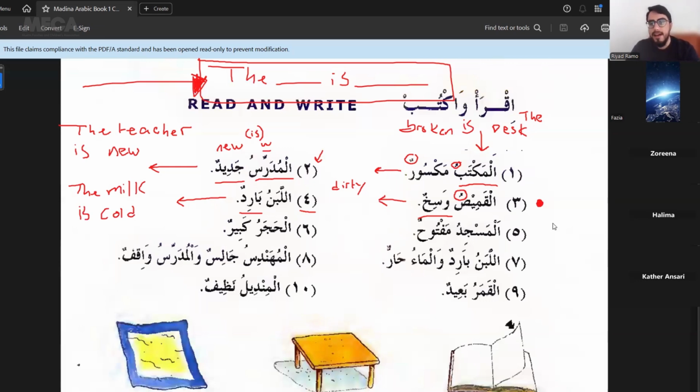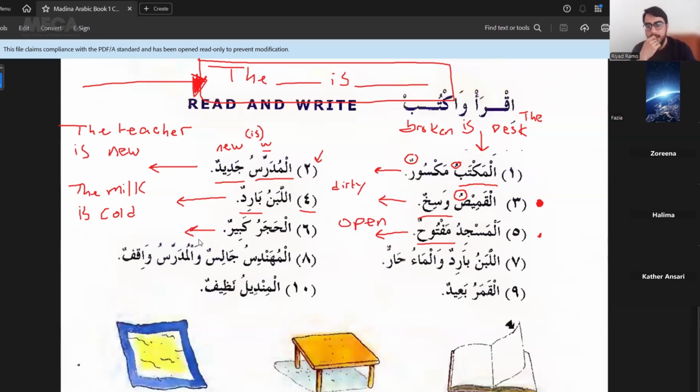Okay, number 5, Fazia. Al-masjidu maftuhun. The mosque is open. Very good. Al-masjidu, the mosque. Maftuhun, the mosque is open. Maftuhun is open. Very good. Okay, Zarina, this one, number 6, this one.